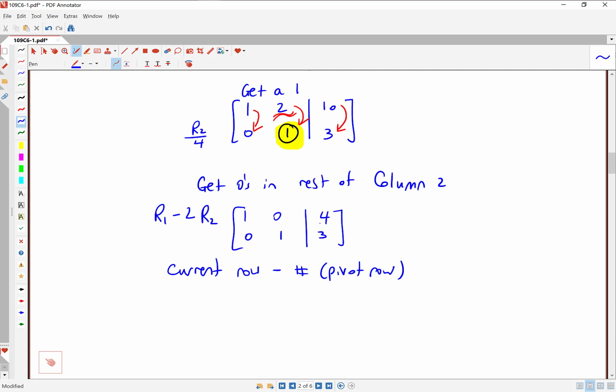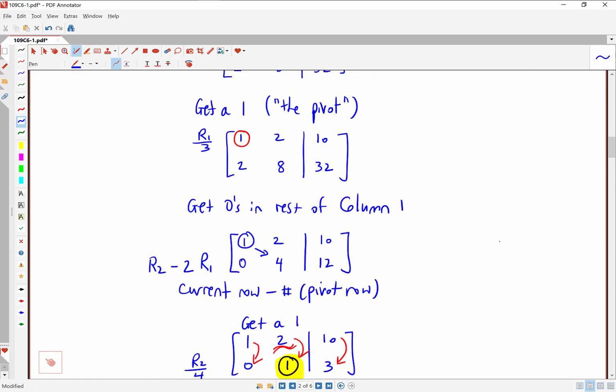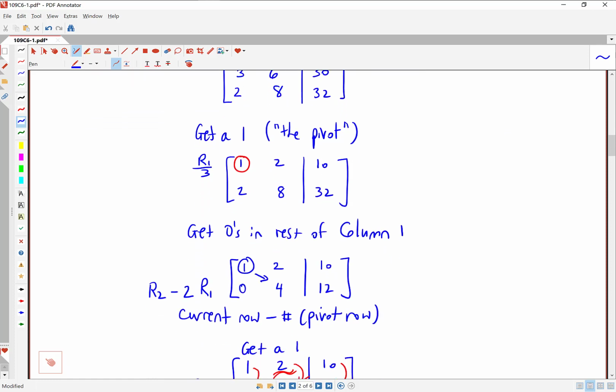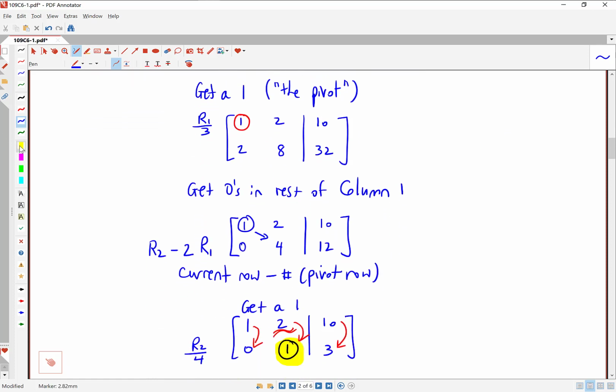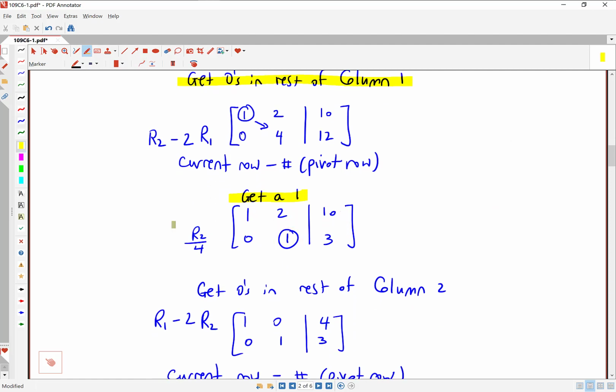So notice the flow of the problem. If we just go back over our goal for each step, what did we do? Well, we got a 1, and then we got zeros in the rest of that column. And then we got our next pivot, our next one, and then after that we got zeros in the rest of column 2. So this is going to become a really familiar process where we just switch back and forth between getting a 1, getting zeros, getting a 1, getting zeros. And that's the rhythm of these problems.